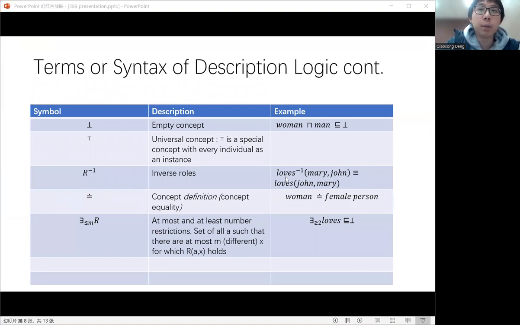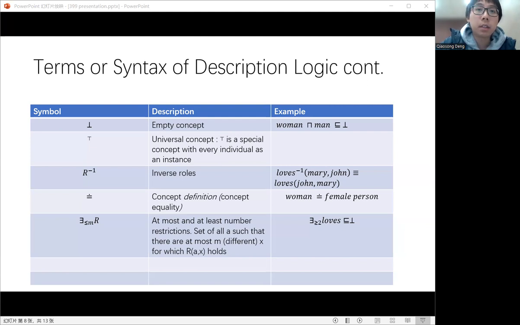And there are some symbols that you may not have seen before in first-order logic. For example, the empty concept symbol means an empty concept without any individual in it. A universal concept is a concept that contains all individuals. The inverse role symbol is used to create an inverse relationship between two individuals. Just like in the example, the inverse loves role of Mary and John is John loves Mary.